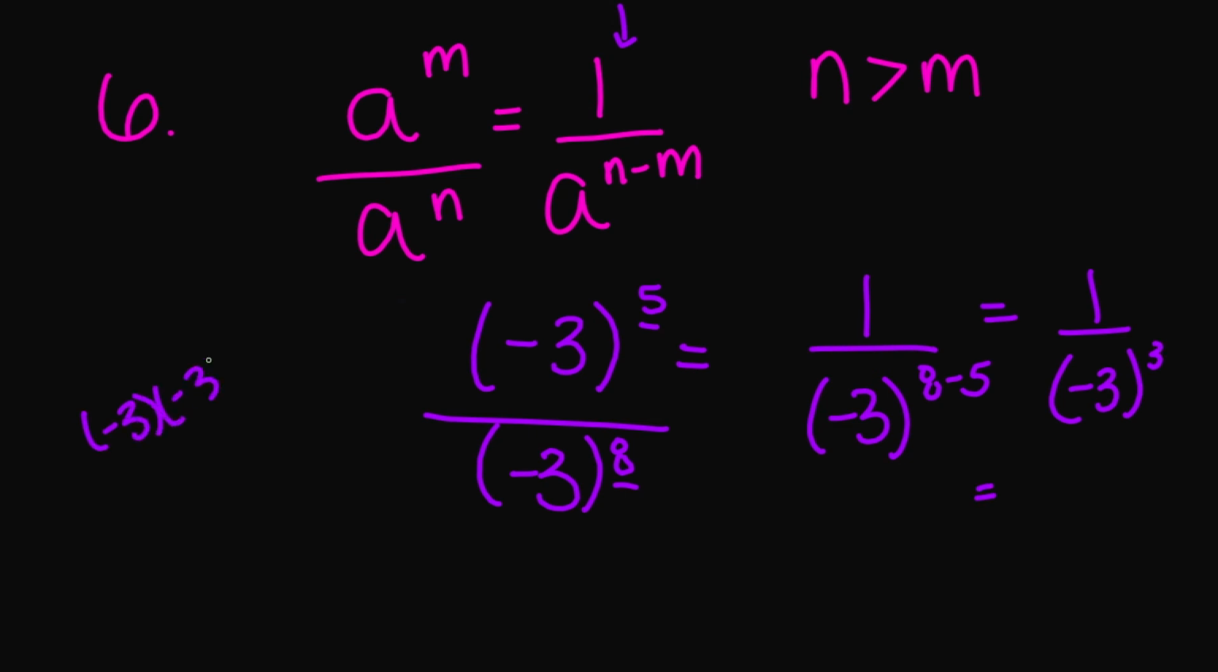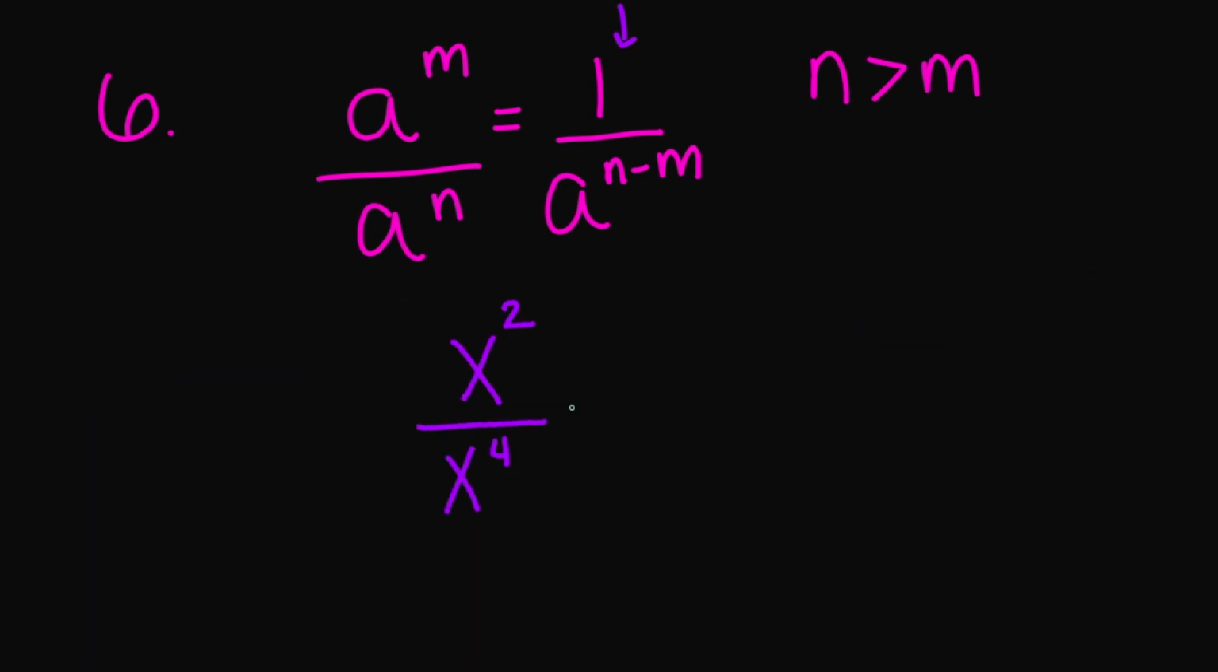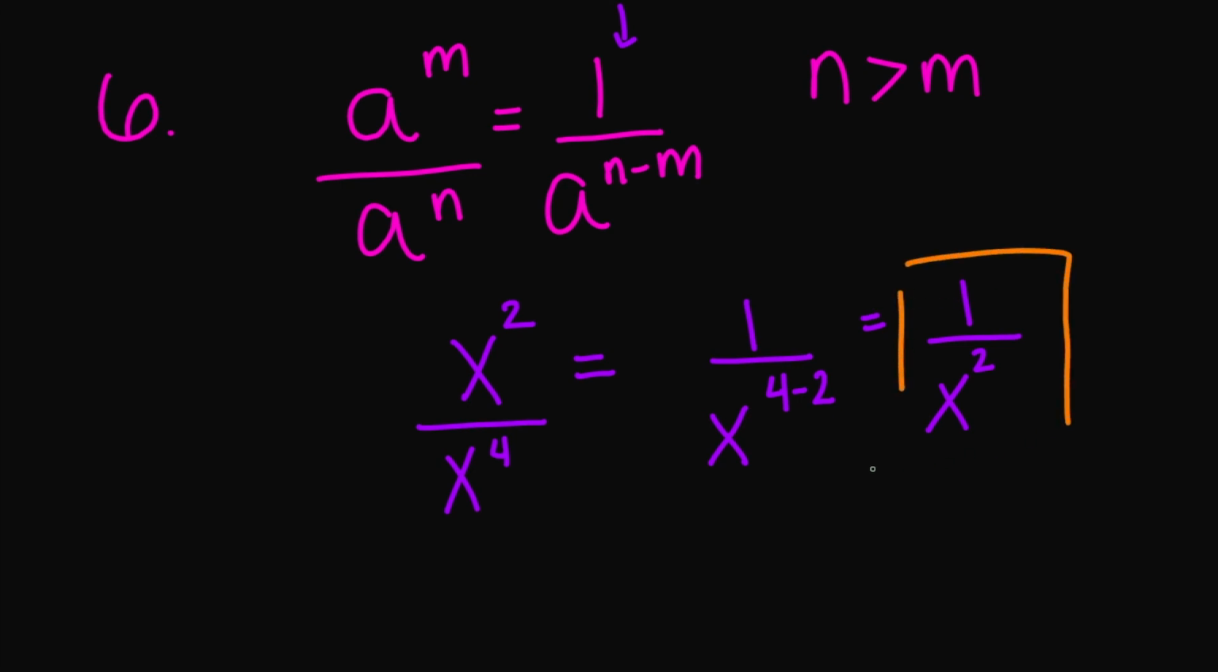Negative 3 times negative 3 times negative 3. Negative 3 times negative 3 is a positive 9. Positive 9 times a negative 3 is a negative 27. So this is going to become 1 over negative 27. So let's try x squared divided by x to the 4th. So my base is the same. I'm keeping my base. So this is going to turn into 1 over x to the 4 minus 2, which equals 1 over x squared. 4 minus 2 is 2. And I cannot simplify any further, so this is my answer here.